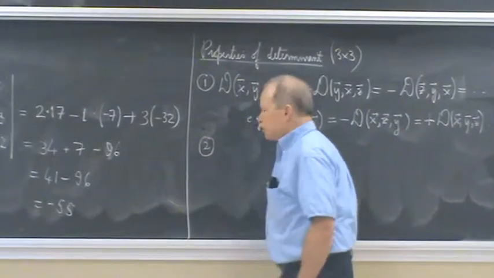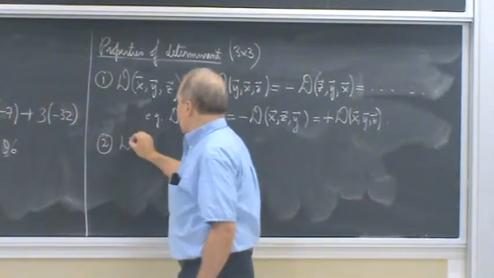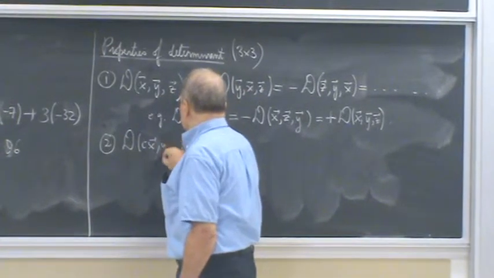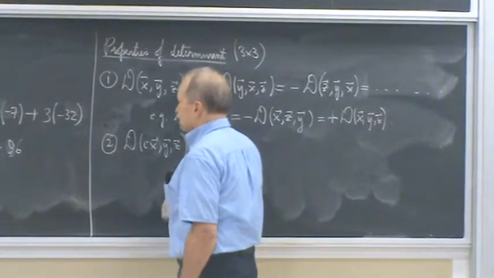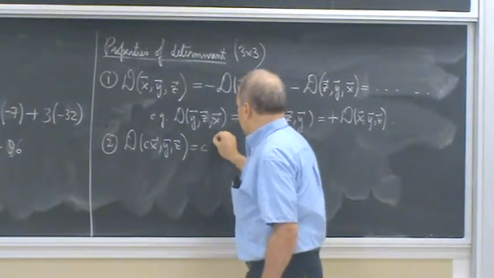What was property 2? Anybody remember? Scalar. So if you scale any one of the vectors, what do you think it should do to this formula? Pops out. Just scales it. The scalar should pull out.